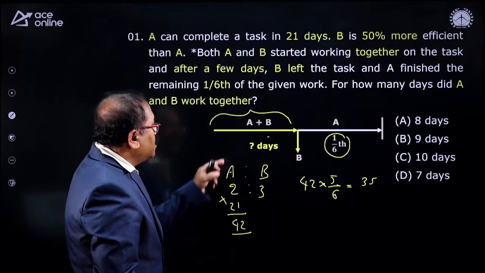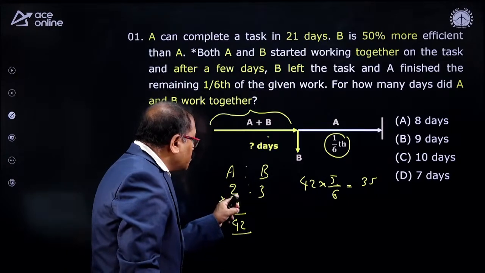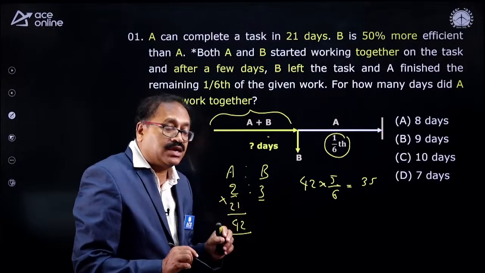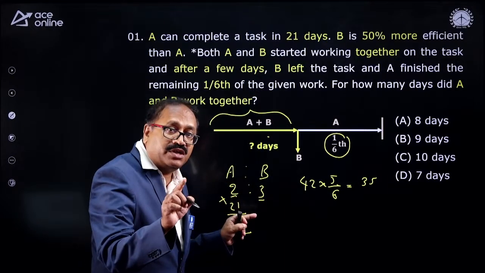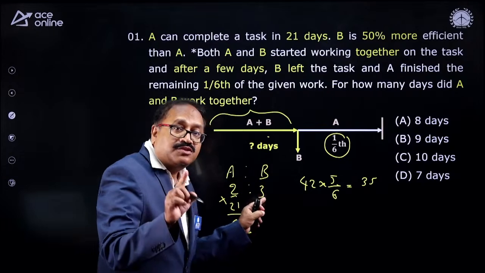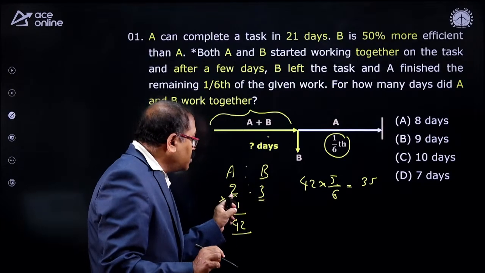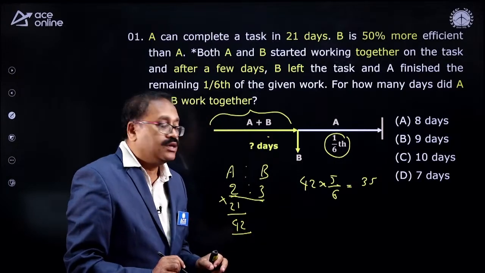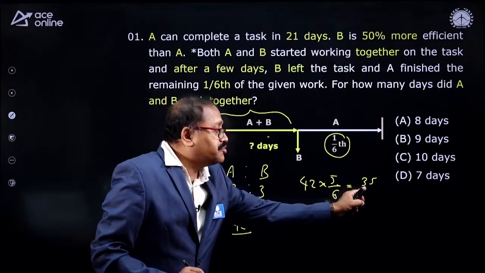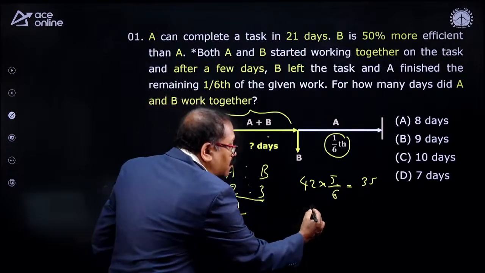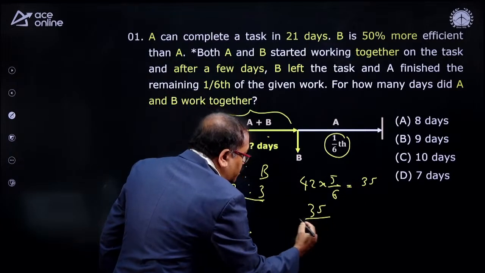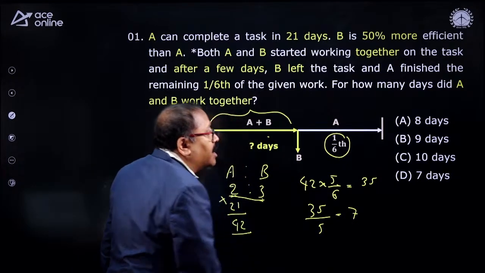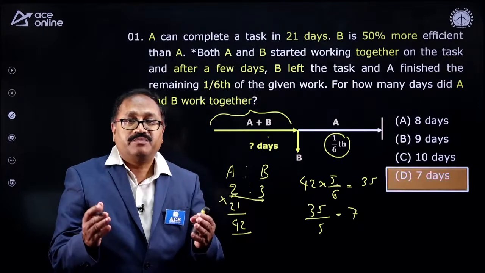Now if A's efficiency is 2 and B's efficiency is 3, that means A completes 2 units per day and B completes 3 units per day. Together A and B complete 5 units per day. They have completed 35 units together, so how many days does this take? 35 divided by 2 plus 3, that is 5, and I get 7 days. Rightly answered, basic maths, sir.